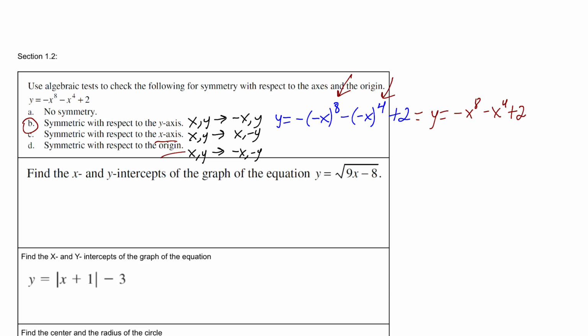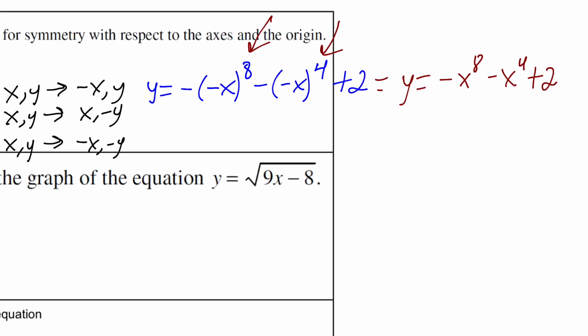That means there's symmetry. Let's try the others to see if they work too. If I make my y negative, that is not going to be the same as y is equal to negative x to the 8th minus x to the 4th plus 2.